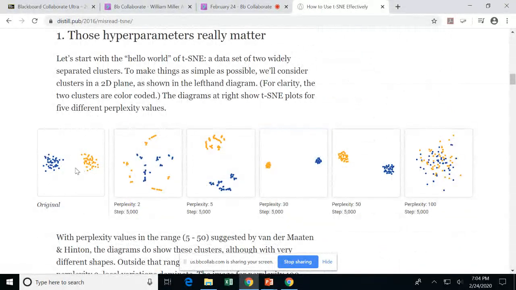And here is an example where they took two clusters. They're still randomly generated, but they're about the same. They have the same number of points. And then you can see different perplexities, how they start to look. If it's too much, they start to get smushed together, one inside the other. If it's too little, they get broken down. And you can see that 30 and 50, something between 5 and 50, like they said, works pretty well in this example.